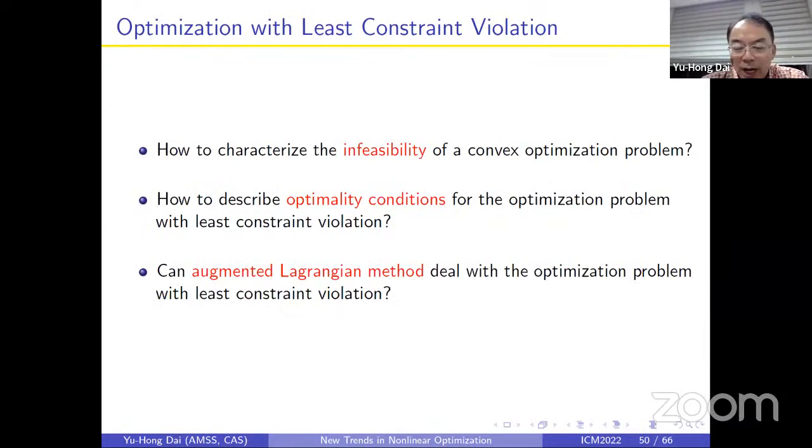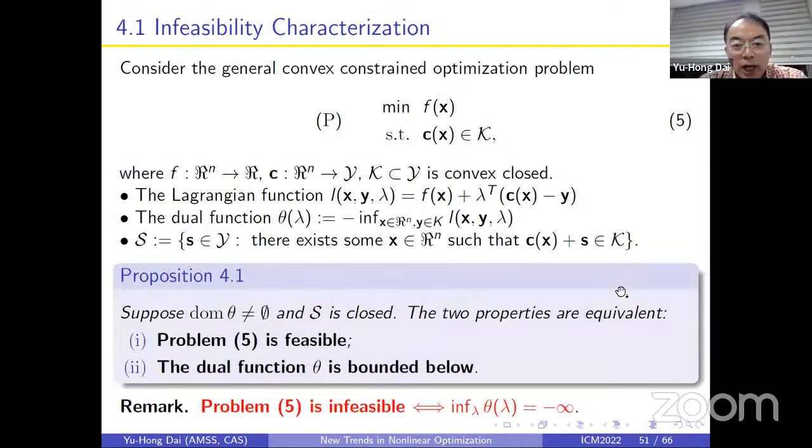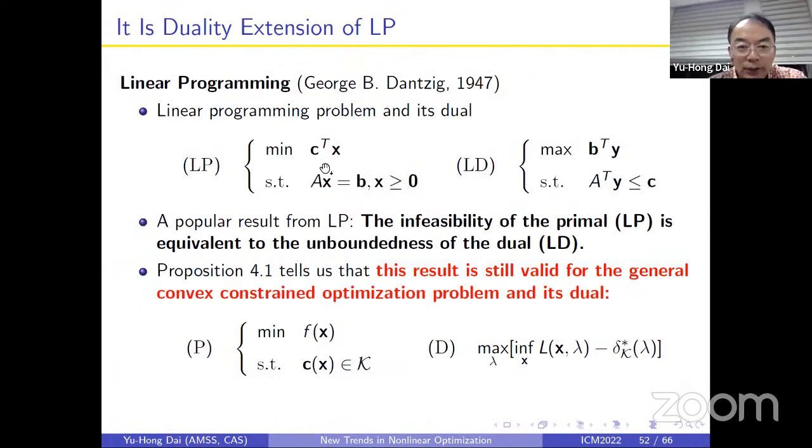Then we have to ask these three questions: how to characterize the infeasibility of a convex optimization problem, how to describe the optimality condition for the optimization problem with least constraint violation, and can the augmented Lagrange method deal with this optimization problem with least constraint violation? And on this slide, for the first question, we can see the problem is feasible if and only if the dual function theta is bounded below. So if this problem is infeasible, then this dual function must be not bounded below. Actually this is some kind of extension of the ALP case here.